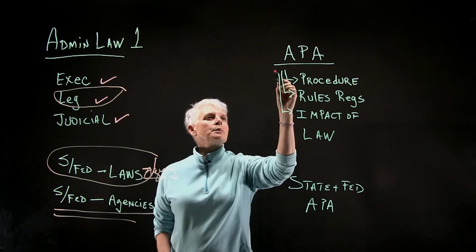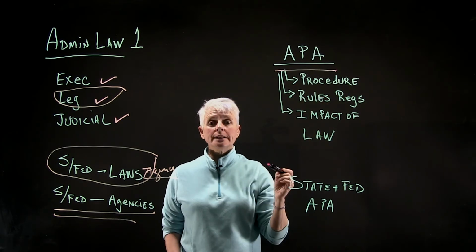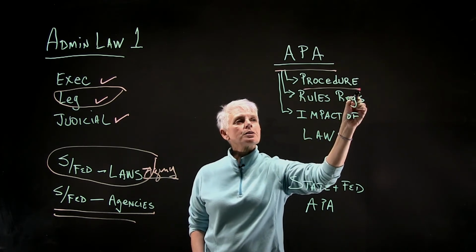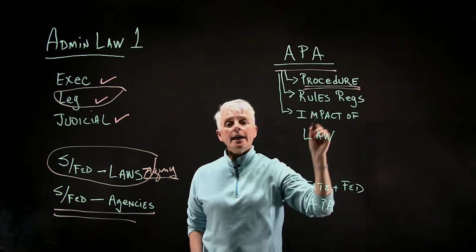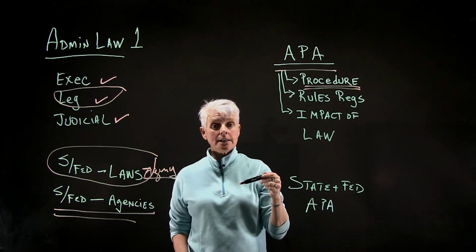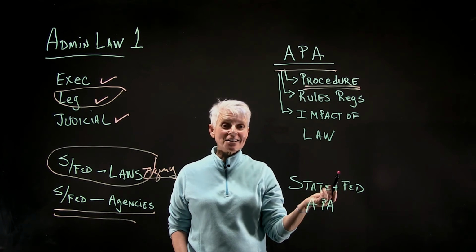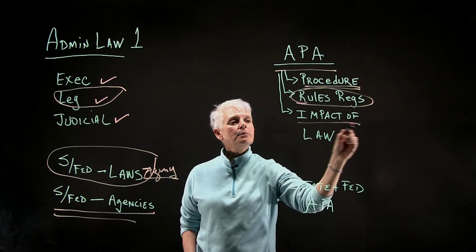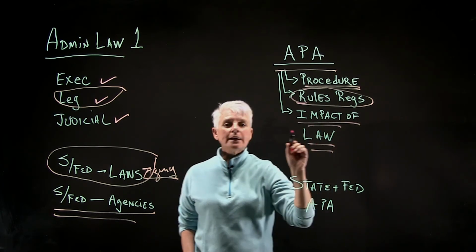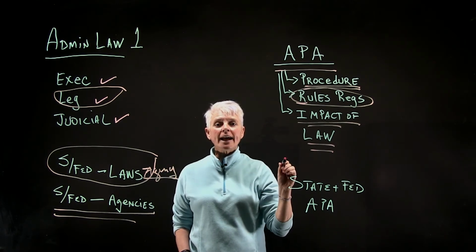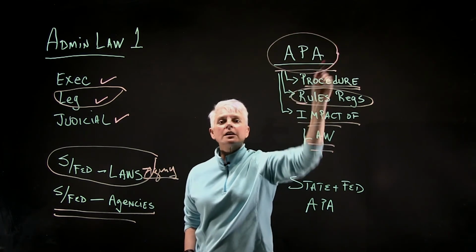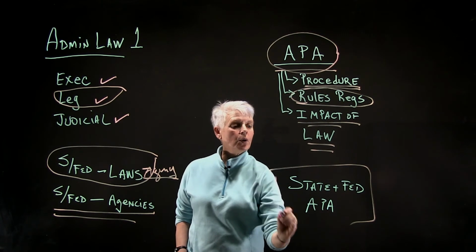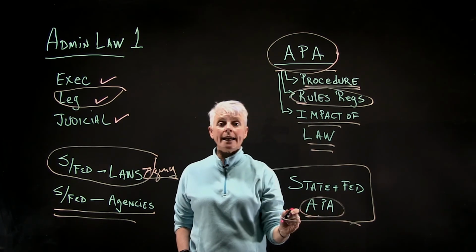Now, you also have to remember that most states and the federal government have what's called the Administrative Procedures Act. And what that does is that makes sure that there's constitutional procedures that are used by an agency so that it's constitutional in its actions. And what they do is they pass rules and regulations, and they have the impact of law. But they only have the impact of law if, in fact, they act within the requirements of the Administrative Procedures Act.